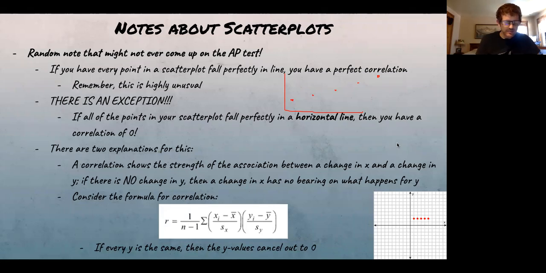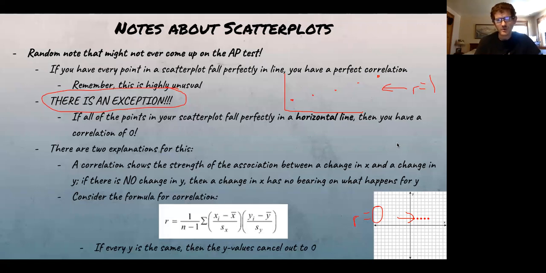There is an exception, and that is if all the points in the scatter plot fall perfectly in a horizontal line, there is a correlation of 0. So this, correlation of 1. This, correlation of 0. And the reason for that, there's 2 ways of thinking about it. A correlation shows the strength of the association between a change in X and a change in Y. There's no change in Y. So therefore, it doesn't matter how X changes. It has no impact on the value of Y.